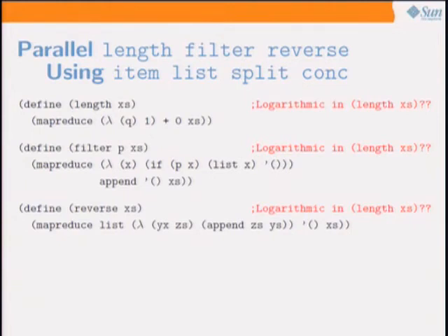In fact, even if the append takes logarithmic time, the overall execution time will still be logarithmic in the length of the xs. And finally, reverse is completely straightforward. Notice that the combining function takes, there's a typo here, it's got yx, that should be ys. It takes ys and zs and then appends the zs to the ys. And that's how the reverse will happen. Reverse is also logarithmic time.